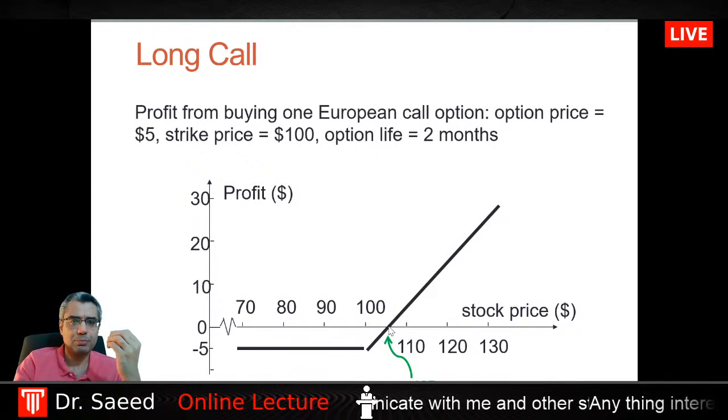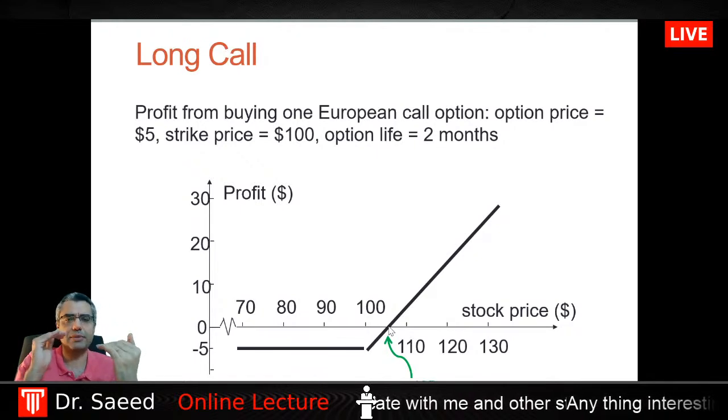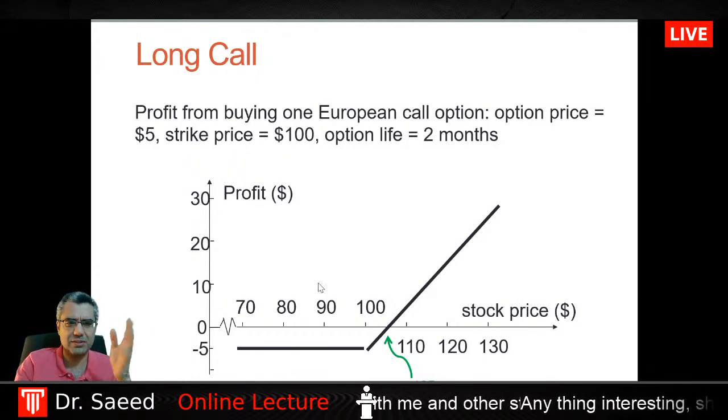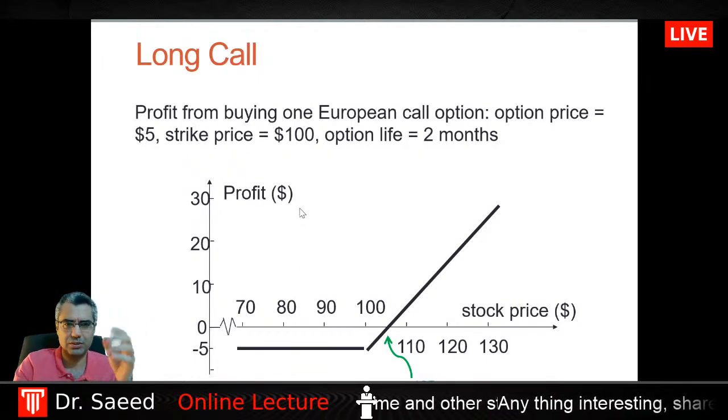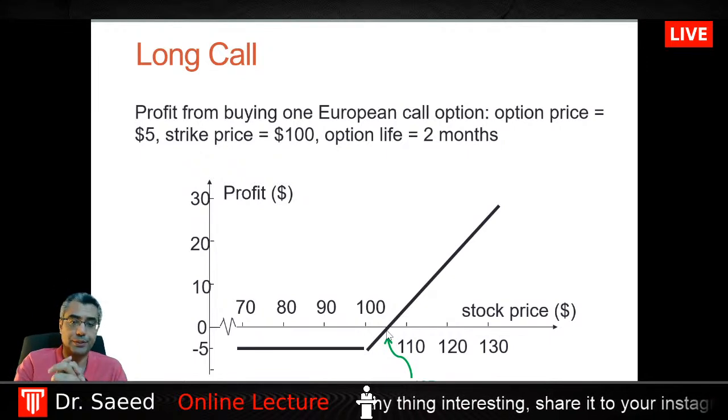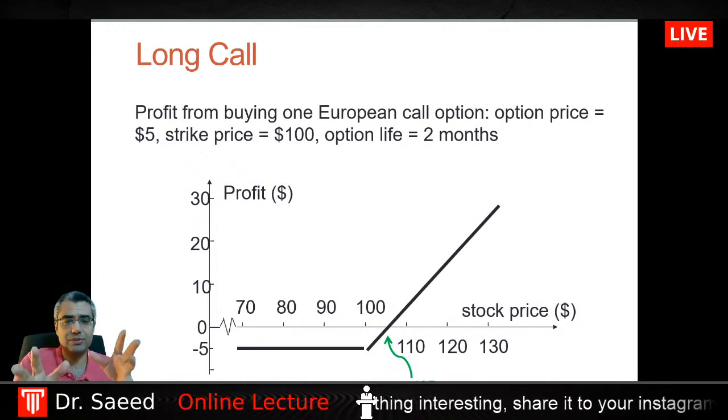And what's the break-even point? The break-even point means the time that you don't have any profit or loss, and it's 105. How to compute 105? Very easy. You can compute it, but anyway, the shortcut formula is strike price plus the premium. So 100 plus 5 is $105. It's the break-even point. You need to have a very good understanding of this.